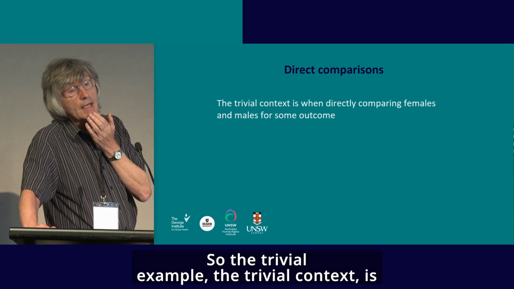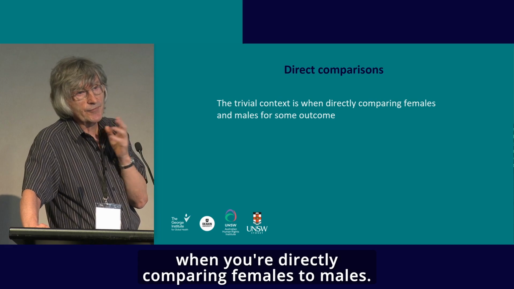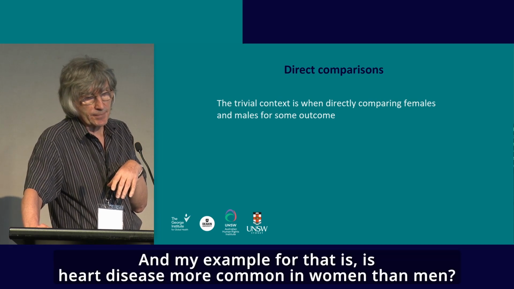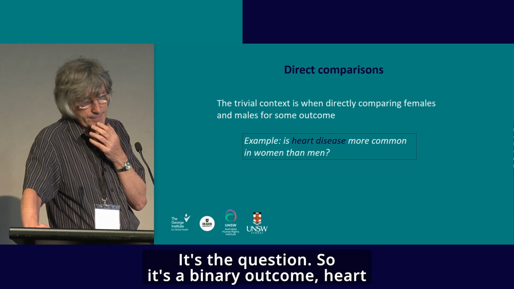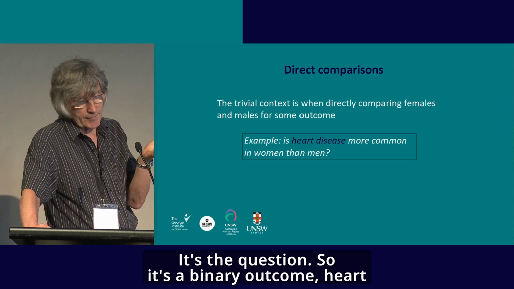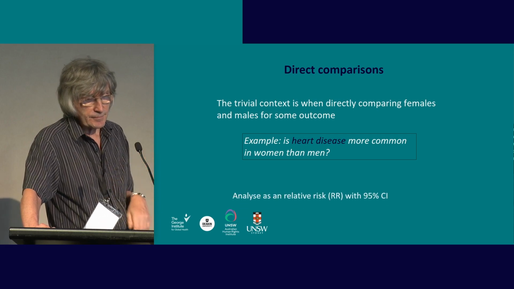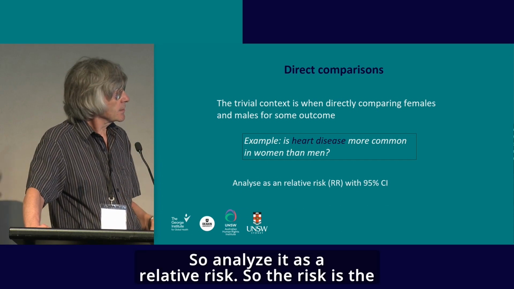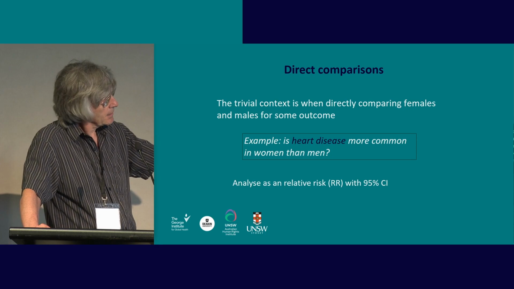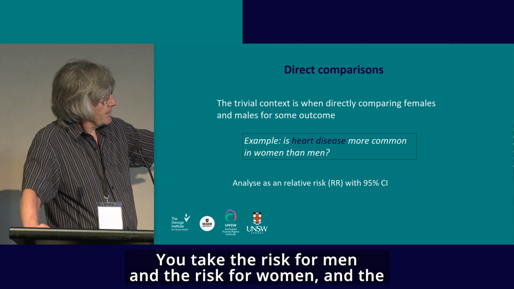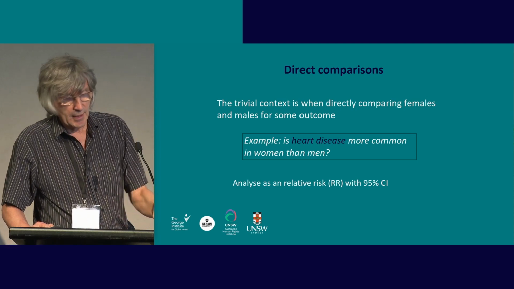So the trivial example, the trivial context, is when you're directly comparing females to males. And my example for that is, is heart disease more common in women than men? So it's a binary outcome, heart disease, and it's a binary exposure, it's men or women. So analyze it as a relative risk. So the risk is the number who get the disease over the starting number. You take the risk for men and the risk for women, and the ratio is a relative risk, which I'm sure everybody knows. And its confidence interval.